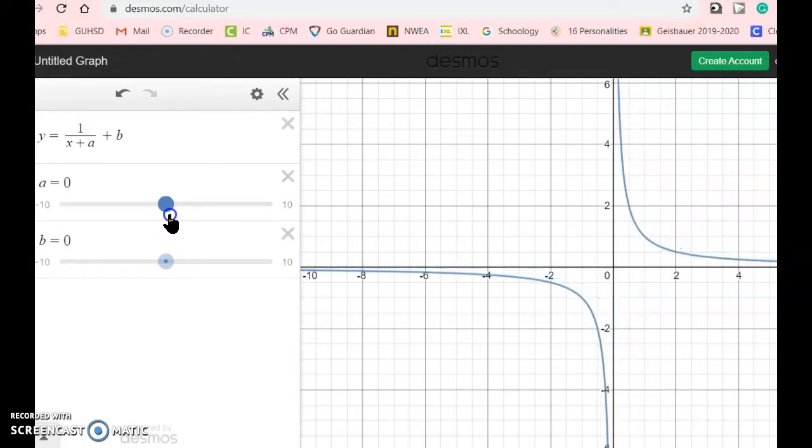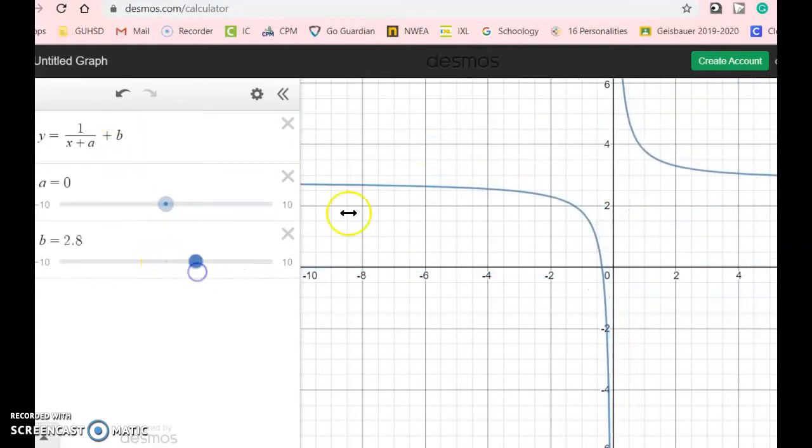Close enough, right? Whatever. And then the b. The b is your y, so it affects you up and down. If you notice, if you look right along here, that's my horizontal asymptote. It's never quite approaching. See how that says 2.8? It's never quite approaching 2.8.